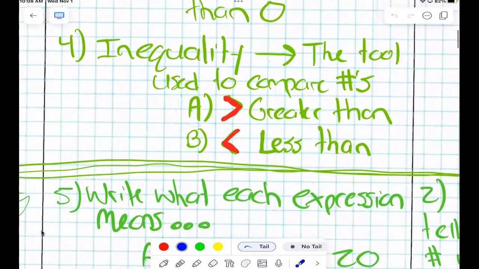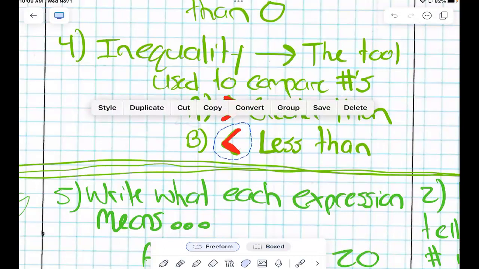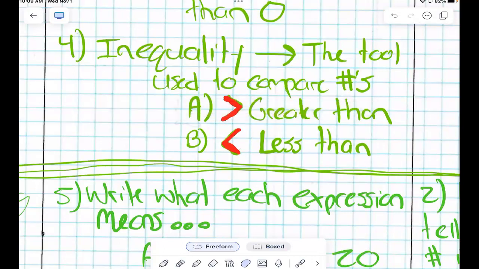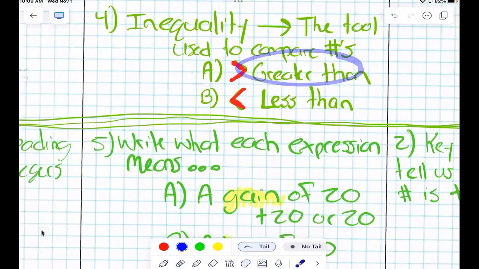What does this symbol right here mean? Less than. And we know this symbol means less than because if I take that symbol and turn it, what does it look like? An L. The other one we can't really turn to make an L, so we know that symbol means what? Greater than. Everybody's answering my questions, right?